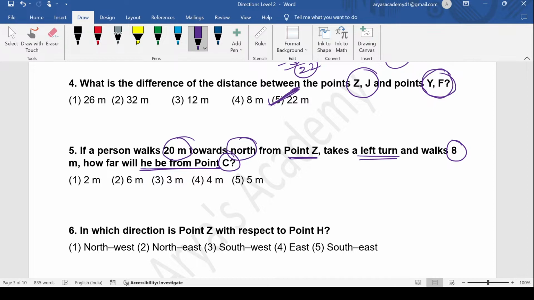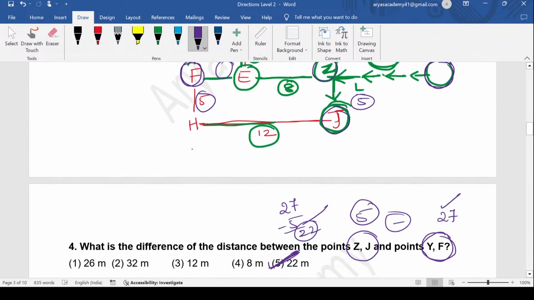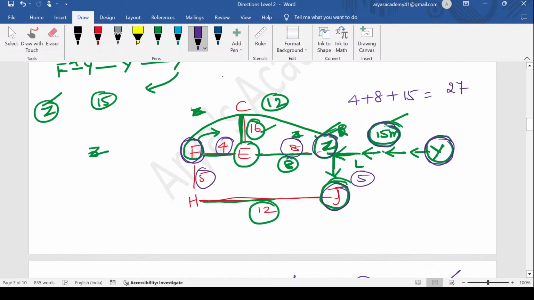So initially you have to go 20 meters from Z towards north and then take a left turn. You have to walk for another 8 meters after taking a left turn. Finally, you have to tell what is the distance between your final position and point C. Okay. So first of all, you should understand that point Z is here, right? So from point Z, I have to go towards north. It is very clearly mentioned. You have to go towards north, and that too for how much? 20 meters. Then I have to turn left and walk for how much?